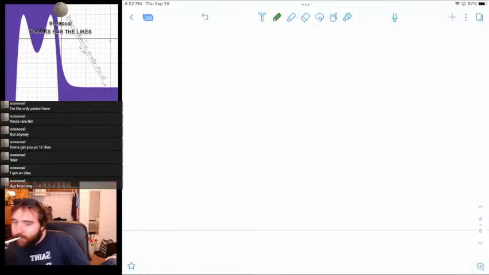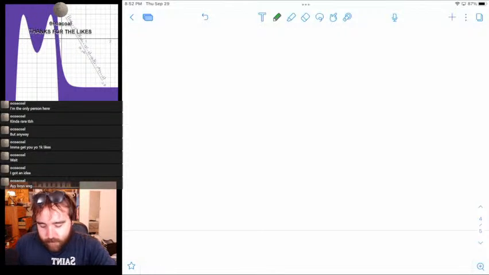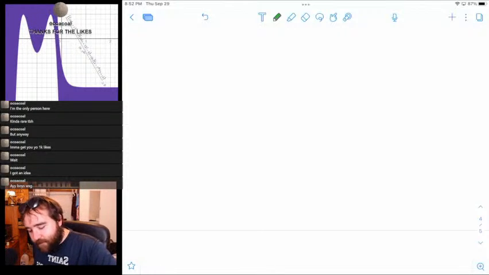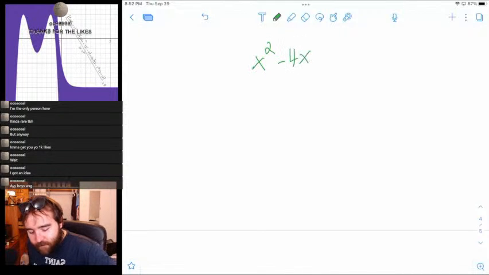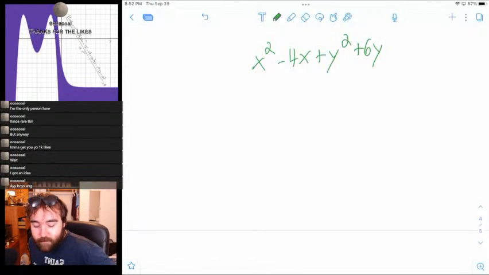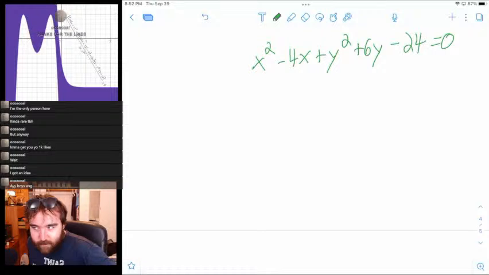Okay. So the next problem says the graph of x squared minus 4x plus y squared plus 6y minus 24 is equal to 0 in the xy plane is a circle. What is the radius of the circle?